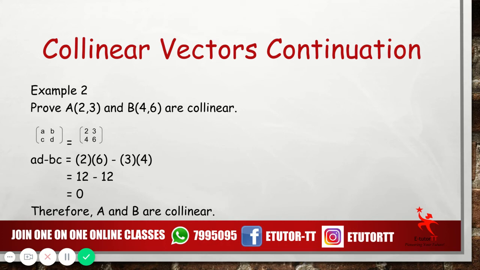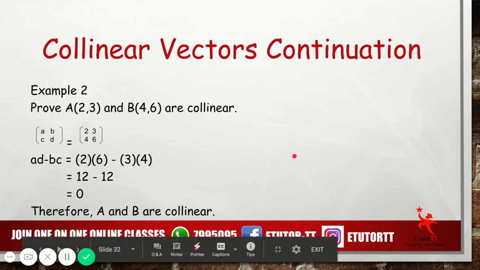Example 2. Prove A (2, 3) and B (4, 6) are collinear. So take the determinant of (2, 3; 4, 6), AD minus BC. Remember what I mentioned about the determinants earlier. So AD, which is 2 times 6 minus 3 times 4, you get 12 minus 12 is equal to 0. Therefore, A and B are collinear.